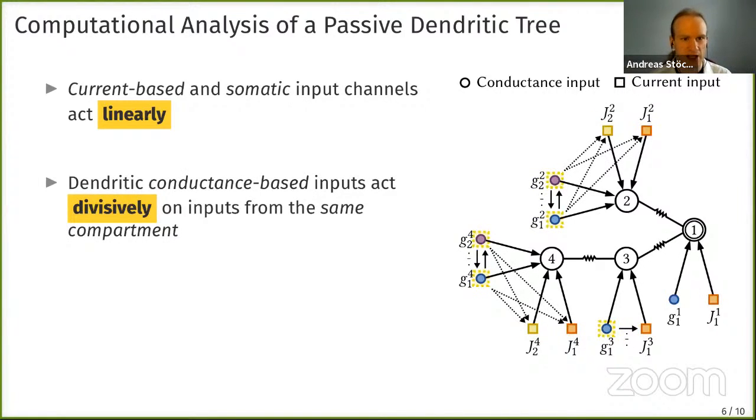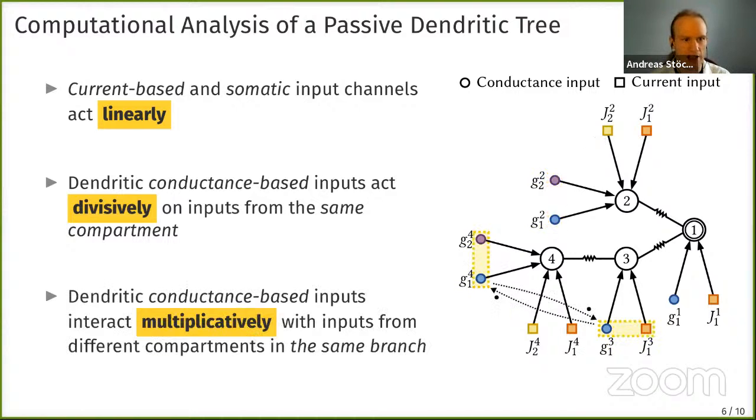Second, conductance-based inputs can act divisively on other inputs of the same compartment. And lastly, and this is perhaps most interesting, conductance-based channels that are connected to a different compartment on the same branch interact multiplicatively with other input channels in different compartments on that branch.